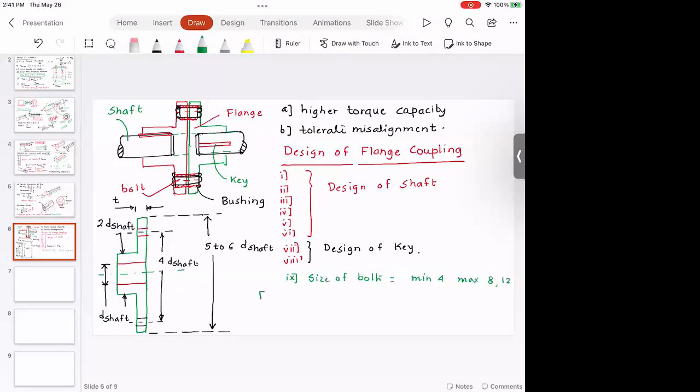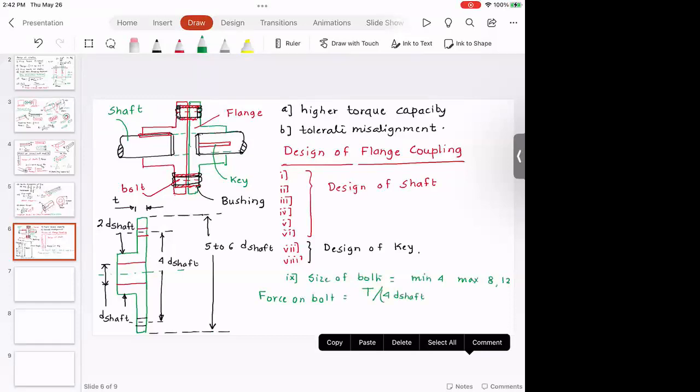So what is the force on each bolt? Force on bolt is torque divided by the radius, which is 4 times D shaft divided by 2, divided by number of bolts, N. That gives me the force on each bolt.